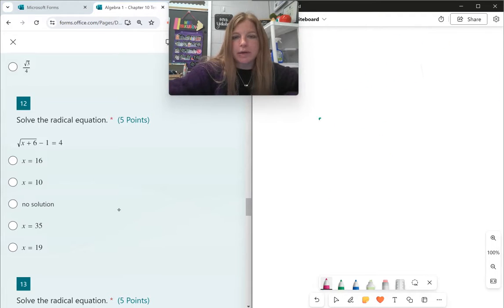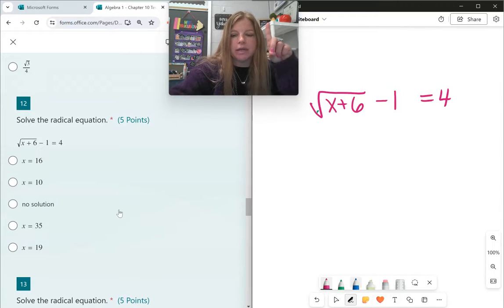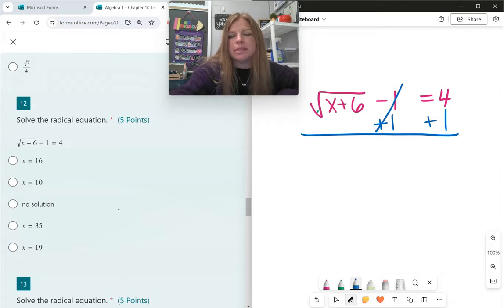Number 12, solve the radical equation. Okay. Square root of x plus 6 and then minus 1 equals 4. Step 1 in solving a radical equation is to isolate the radical, get the radical by itself. I see that this radical has a minus 1 at the end, so let's get rid of that minus 1 by adding 1 on both sides. We get the square root of x plus 6 equals 5.